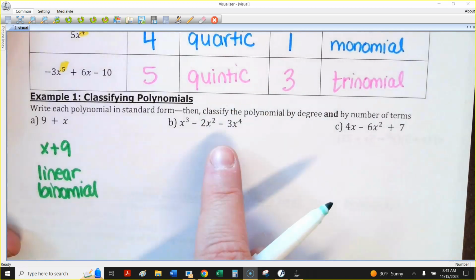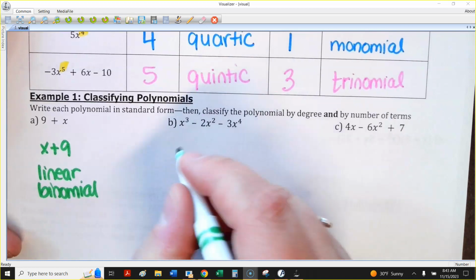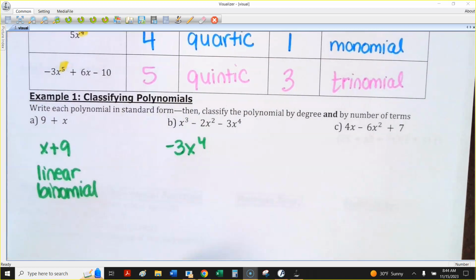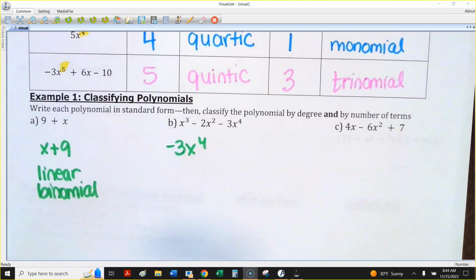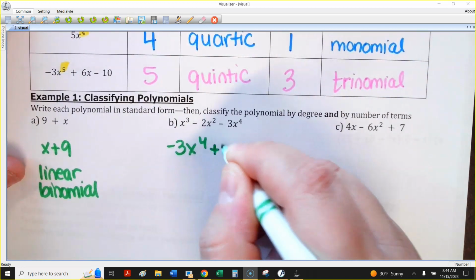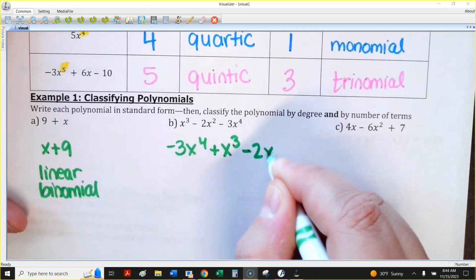Now, if it has the little subtraction sign in front of it, you just kind of attach it to that. So I'm going to start this negative 3x to the fourth. The next, then you just go down in order, your powers of x. Now, I have an x cubed. It doesn't have anything written in front of it, so you go ahead and just assume that it's positive. So it'd be plus x cubed, and then we're going to end it with the minus 2x squared.